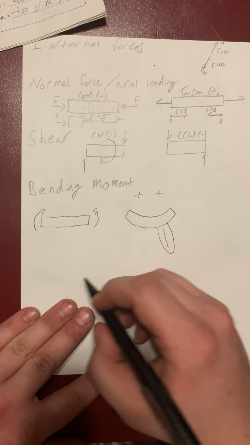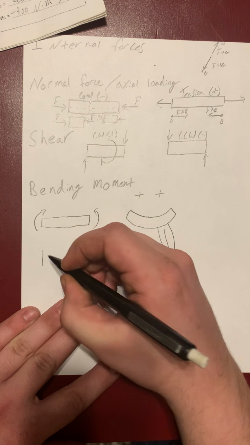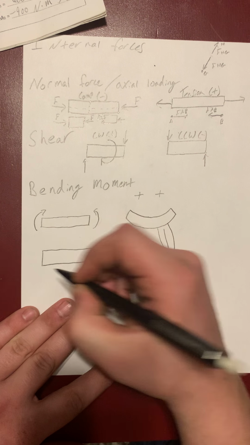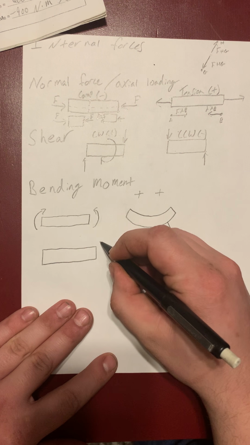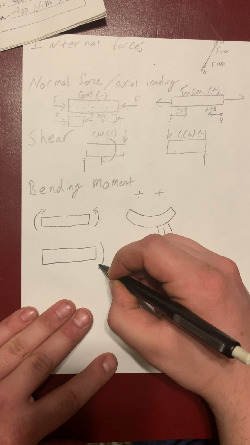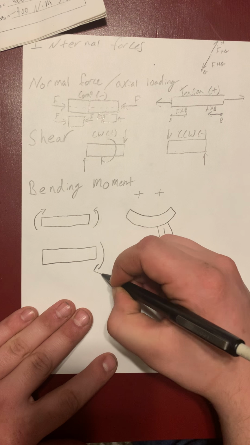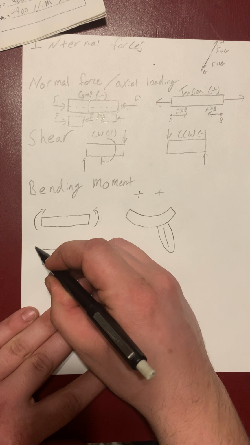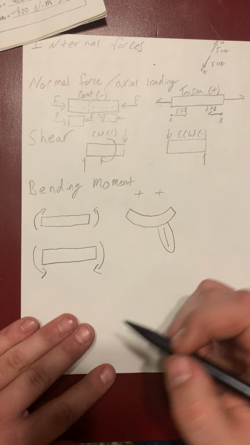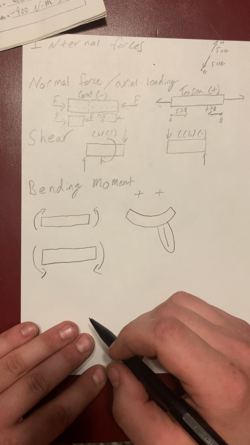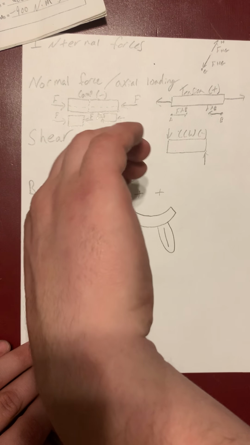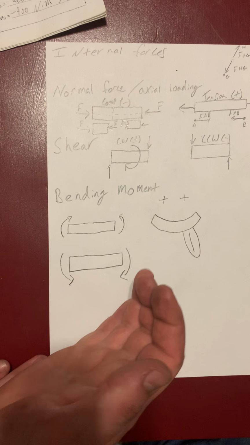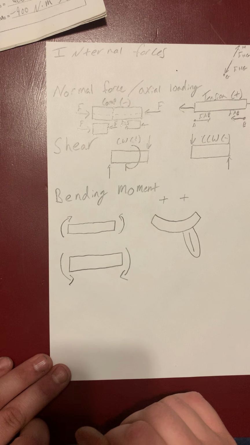Now, the same exact thing happens if we do it the other way. Okay? So let's introduce a moment on this side in this direction. Okay? Let's introduce a moment on this side in this direction. Okay? Now, if we look at it, this one here is a negative moment from right-hand rule. This one here is a positive moment from right-hand rule.